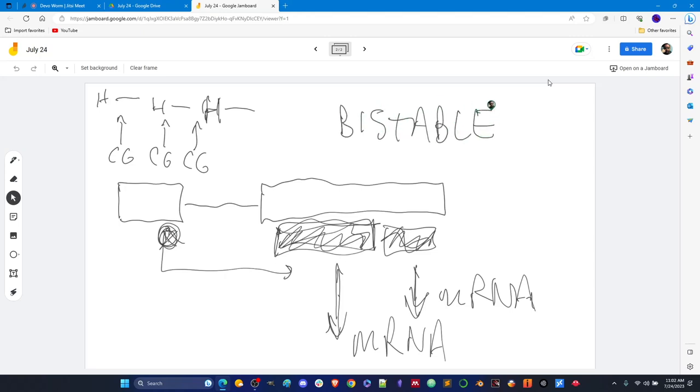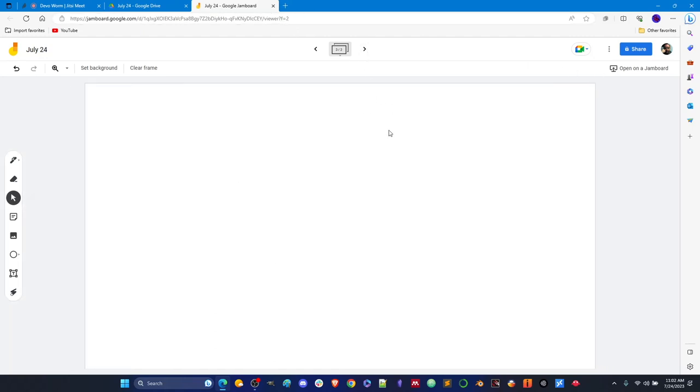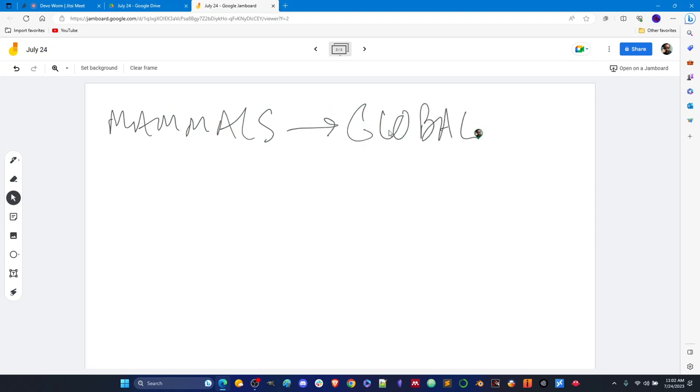And the thing I mentioned in the meeting is that in mammals, you have global regulation of this. And that means that everywhere across the genome in a cell, these marks have the same state. So there's a switch from being a stem cell to being a precursor cell to being maybe like a neural cell.